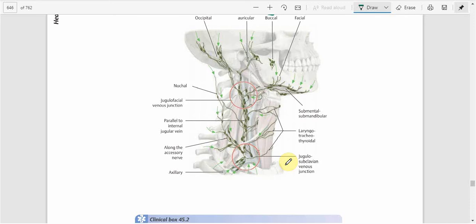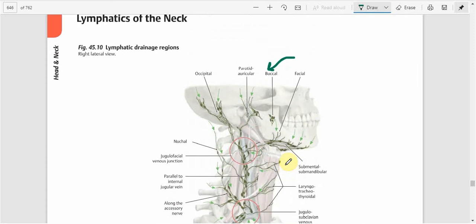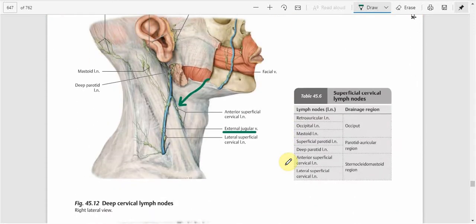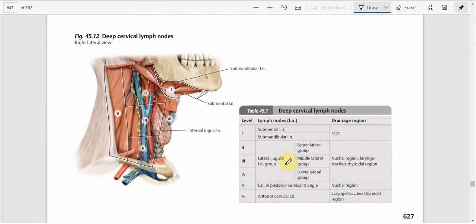So we have considered the names of the deep nodes. Let's go over these one more time. Submental lymph node, submandibular lymph node, upper lateral jugular lymph node, middle lateral jugular lymph node, lower lateral jugular lymph node. And we have the lymph nodes in the posterior triangle.